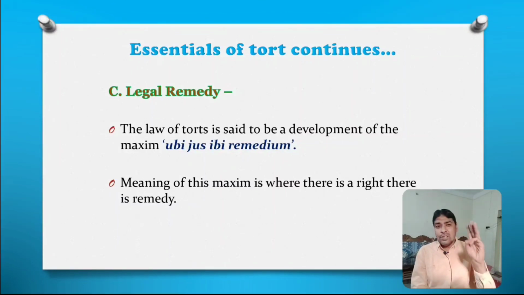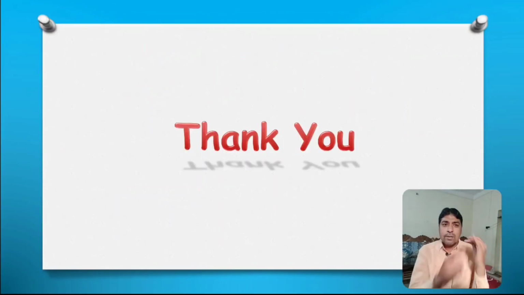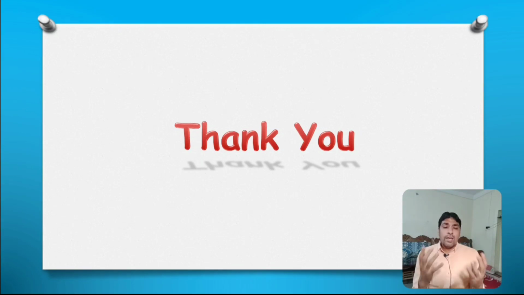So the three essentials of tort are there. The first essential is wrongful act. Second one is legal damage, meaning violation of legal right. Third one is legal remedy. Where there is a right, there is a remedy. These are the three essentials which the plaintiff has to prove if he wants to get compensation under a tort. I hope you understand the essentials of tort.